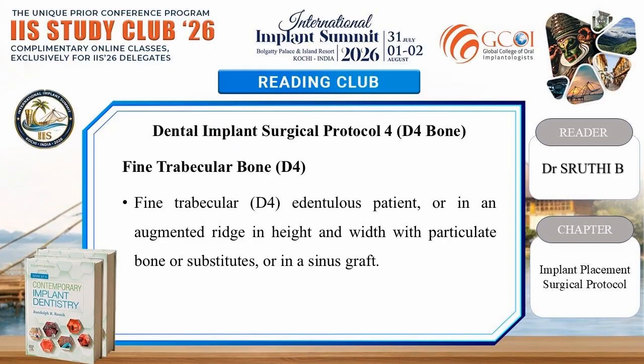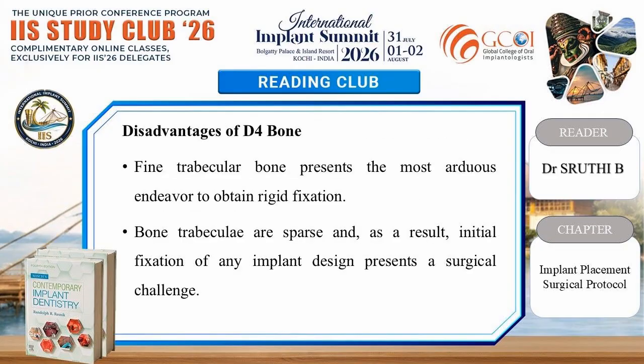Dental implant surgical protocol 4. D4 bone. Fine trabecular bone. The most common locations for this type of bone are the posterior molar region of a maxilla in the long-term edentulous patient or in an augmented ridge in height and width with particulate bone or substitutes or in a sinus graft. Disadvantages of D4 bone.